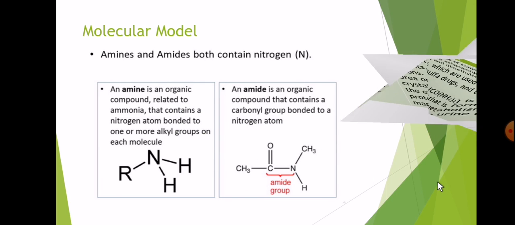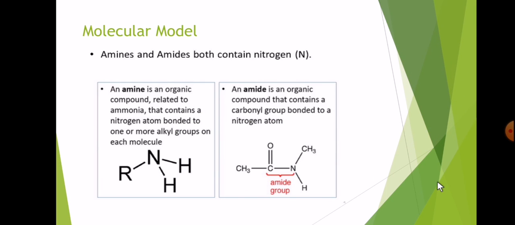Okay, so let's move toward their molecular model. There's a little bit of difference in both. Here in amine, we have N, nitrogen, attached to H atoms or alkyl groups, represented by R here. And in the amide one, we have C directly bonded to N, and C will also have a double bond with the oxygen atom. So this will be called the amide group.